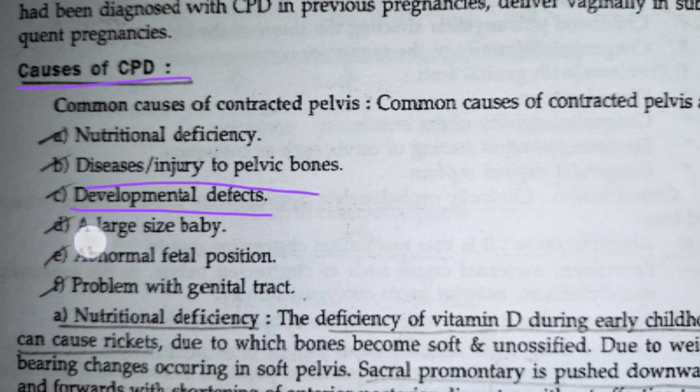And large baby size. In this, the baby is generally large in size. There is no problem with the mother's pelvis, but still the baby is very large. It can't pass through that pelvis. So we consider this condition as CPD and we undergo C-section. Abnormal fetal position. In this, the position of the fetus is not normal and we can't conduct a normal delivery with that position. In the next section, we will get to know what are malposition and malpresentation.